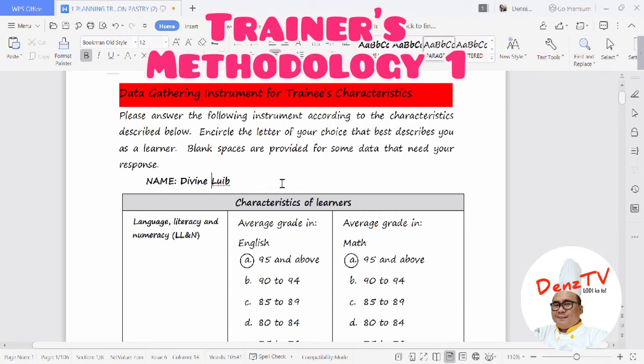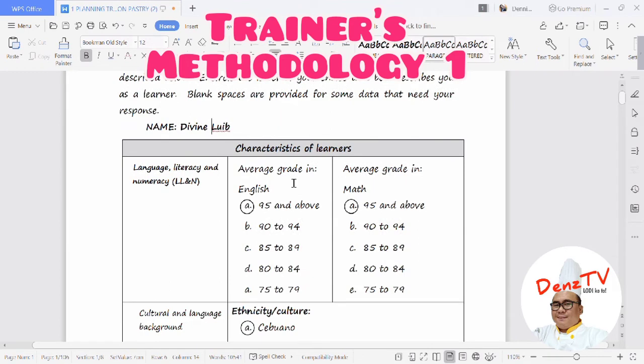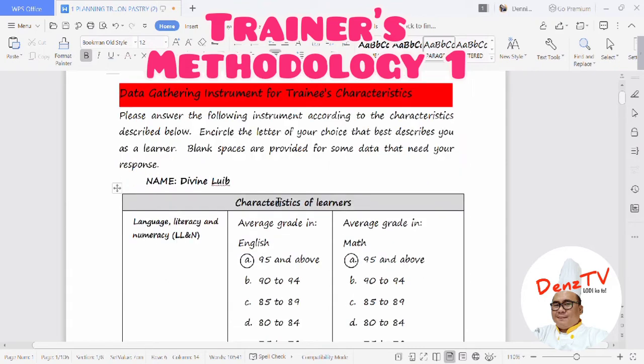Now, let us discuss one by one the characteristics of learners for you to be able to understand what this is all about. One of the most important data that you must have when planning a training session is the characteristics of your trainees.